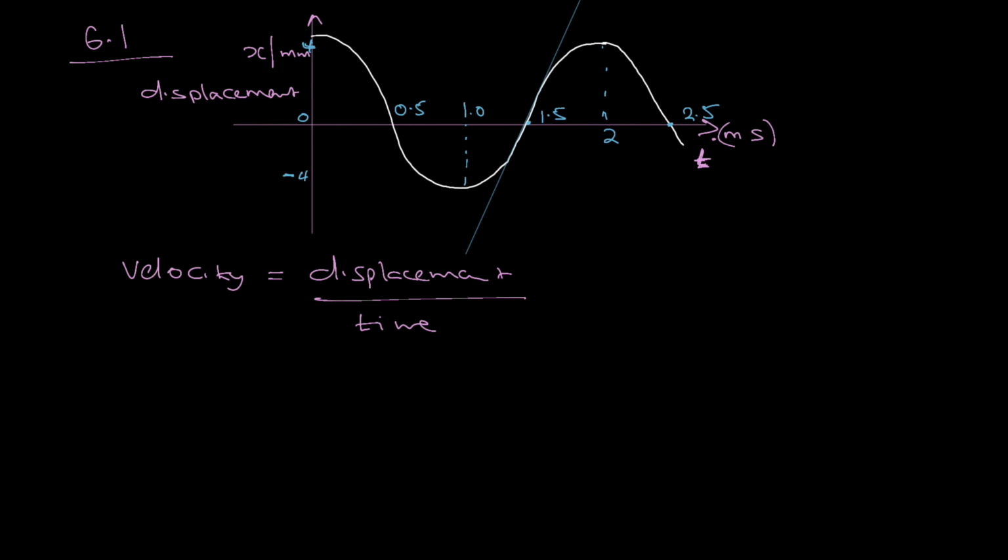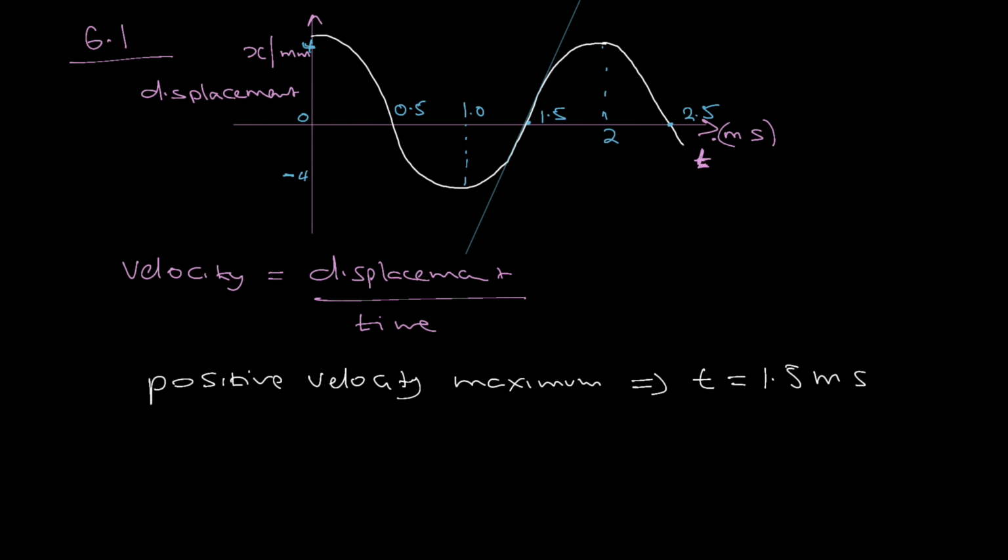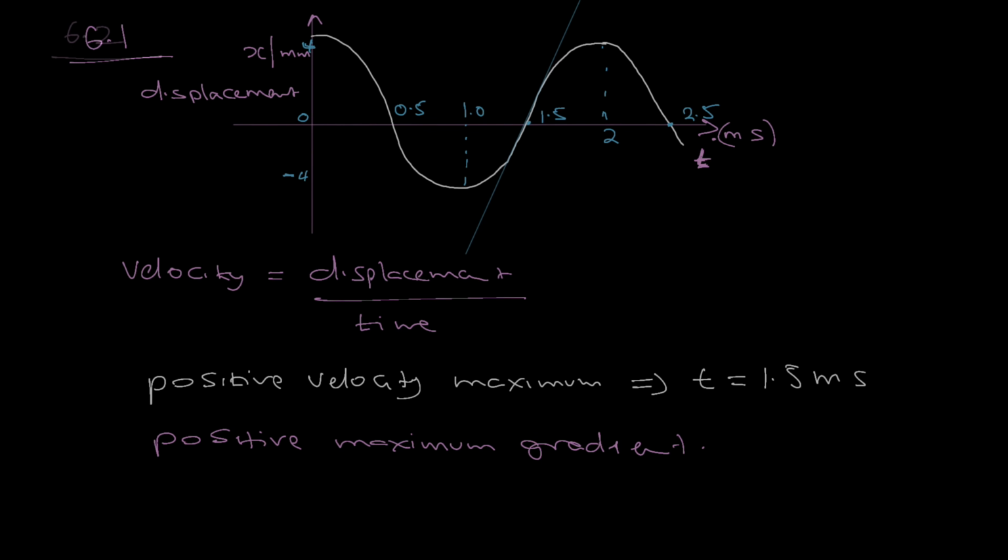That's the time there. We want the maximum positive velocity, and that occurred at t equals 1.5 milliseconds, because the unit here is milliseconds. So that is the positive velocity, which is the positive gradient. That would be the positive maximum gradient, because the gradient here, change in displacement over change in time, is the velocity.